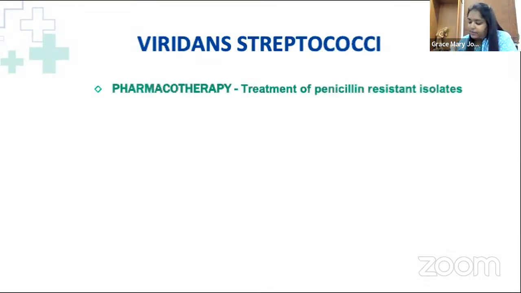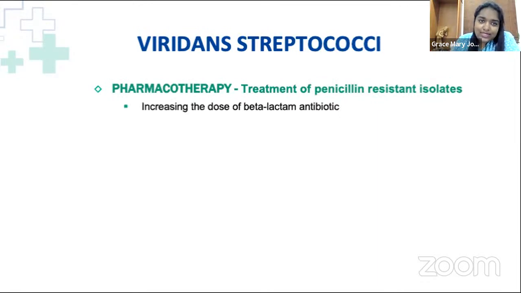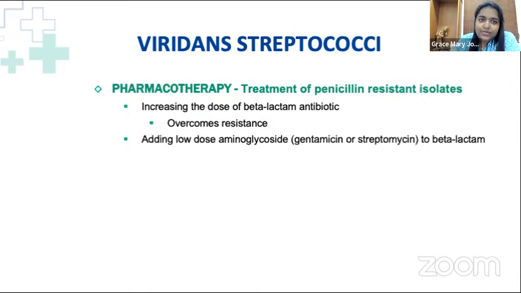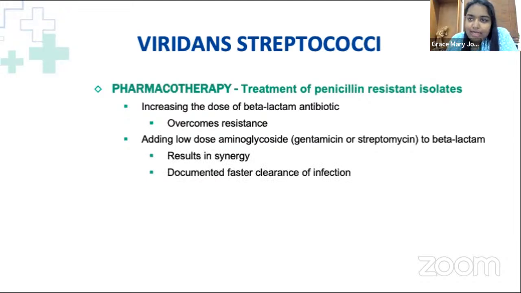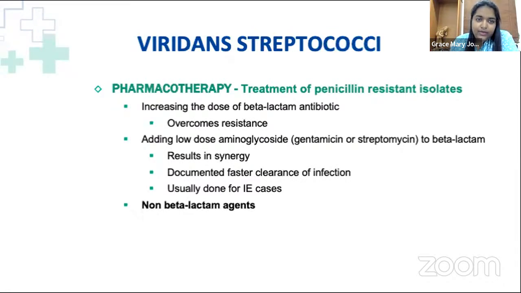The other thing you need to know is how to treat penicillin-resistant isolates. A simple way is to give a higher dose of beta-lactam antibiotic, which overcomes resistance. Also, adding a low-dose aminoglycoside to the beta-lactam results in synergy and faster clearance of infection. The non-beta-lactam agents are vancomycin and quinolones.